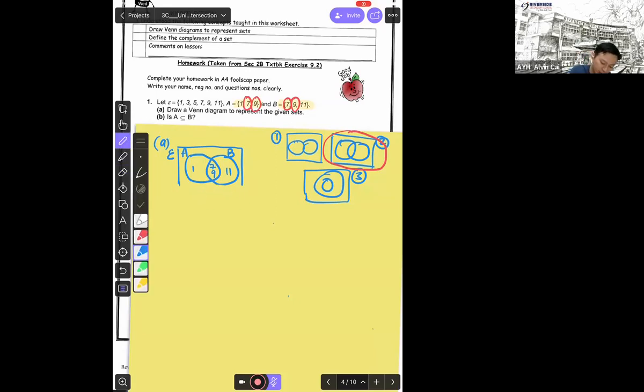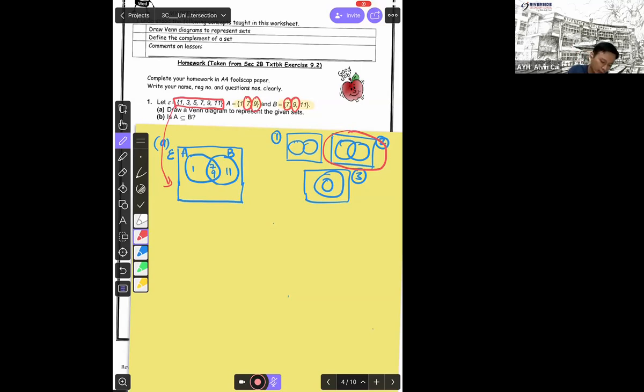Okay, I need to extend a bit because I think there are more things that we're supposed to put in. So this one we just put in the set A and set B, right? So these are the numbers 1, 7, 9, 11. But we need to compare to the universal set. So I want to highlight this. The universal set is over here, so all the numbers must be inside this rectangle.